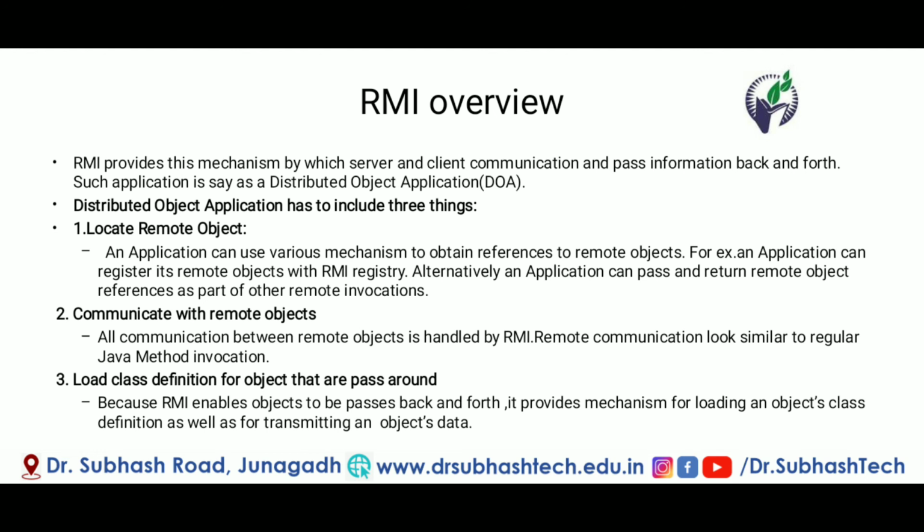The second is communicating with remote objects. All communication between remote objects is handled by RMI, and remote communication looks similar to a regular Java method invocation. For example, we can see what procedure you perform when you execute a method in an application. In our C program, we use a number of functions. For example, there is a function ABC, and you want to call that function in the main function.